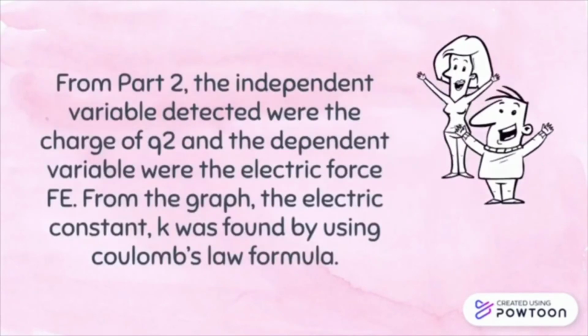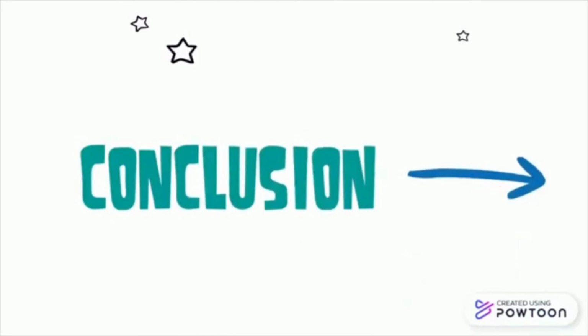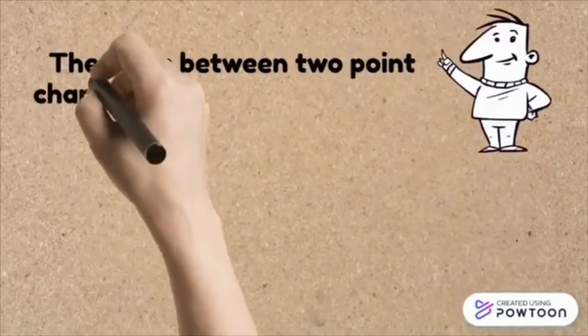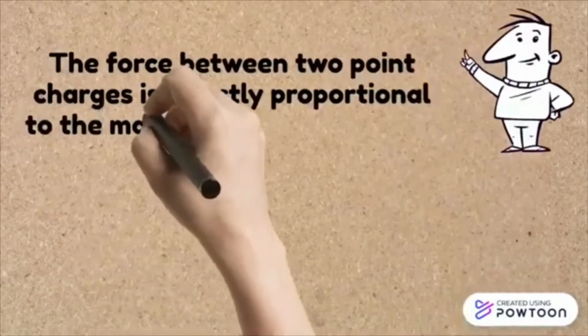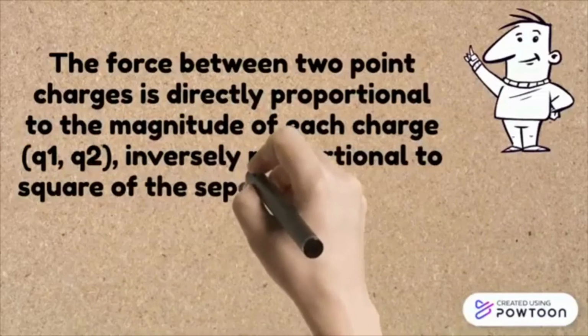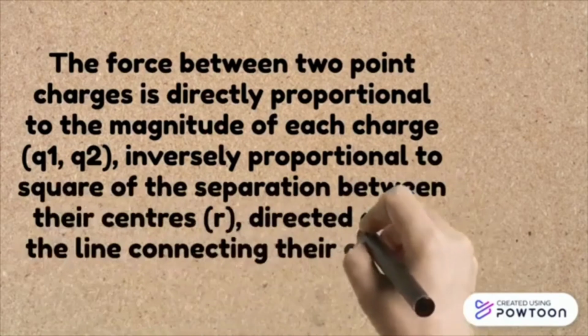From part 2, the independent variable was the charge of Q2 and the dependent variable was the electrostatic force. From the graph, the electrostatic constant K was found by using Coulomb's law formula. The force between two point charges is directly proportional to the magnitude of each charge, Q1 and Q2, and inversely proportional to the square of the separation between their centers r, directed along the line connecting their centers.